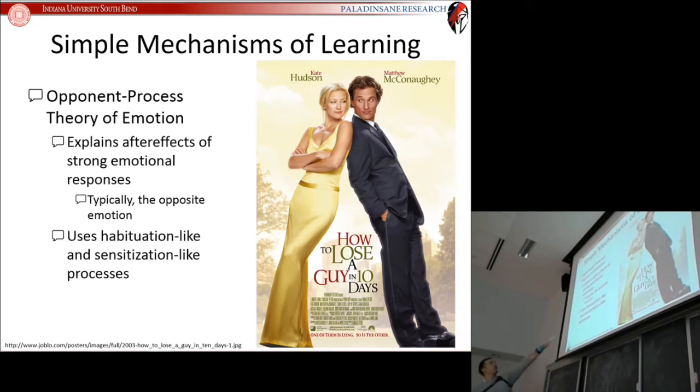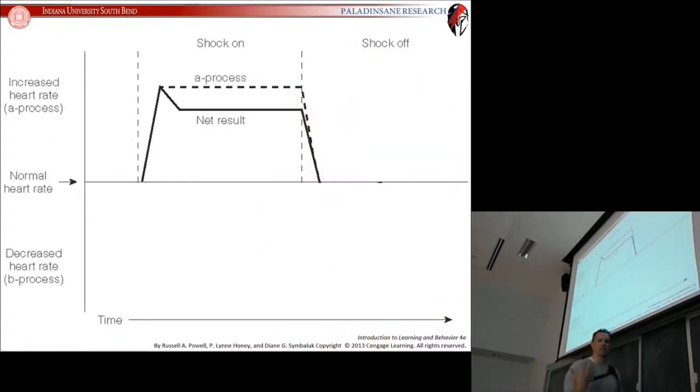So, we're gonna take a look at this, and again, the opponent process theories of emotion use habituation-like processes and sensitization-like processes. Not strictly habituation and sensitization, but like those processes. So let's take a look at first a kind of textbook example, and then we'll apply it to the structure of rom-coms. So this is the example from your textbook. We'll go over this as our intro.